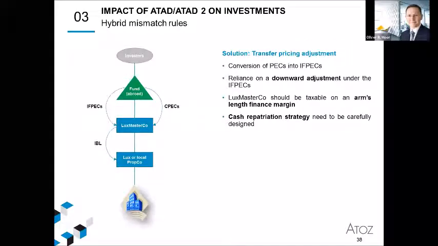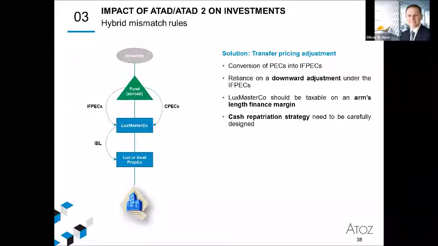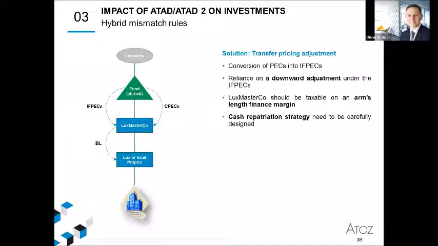Yeah, then here as a little variation, instead of having interest-bearing PECs, having interest-free PECs financing interest-bearing loans. So that means Lux Master Co. would realize from an accounting perspective all the interest income. And from a tax perspective, one would need to perform a downward adjustment, which then would result in the realization of an arm's length margin. And downward adjustments are not giving rise to the application of the hybrid mismatch rules.